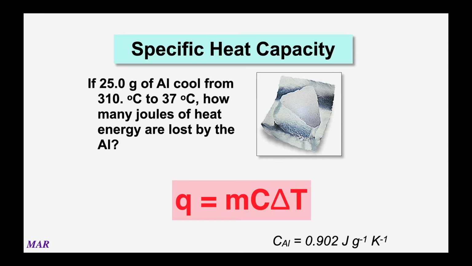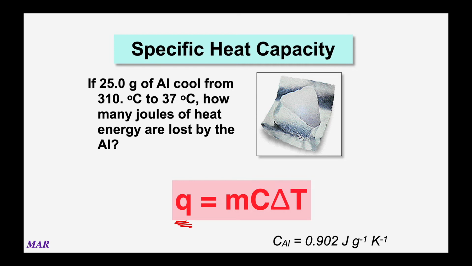Here's an example of how this process works. Let's say you have 25.0 grams of aluminum, and it's cooling from 310 Celsius to 37 degrees Celsius. The question is, how many joules of heat energy are lost by the aluminum? Now, Q equals mc delta T is what we're going to use to calculate it. If it's asking for joules, that means we're going to solve for Q, all right?